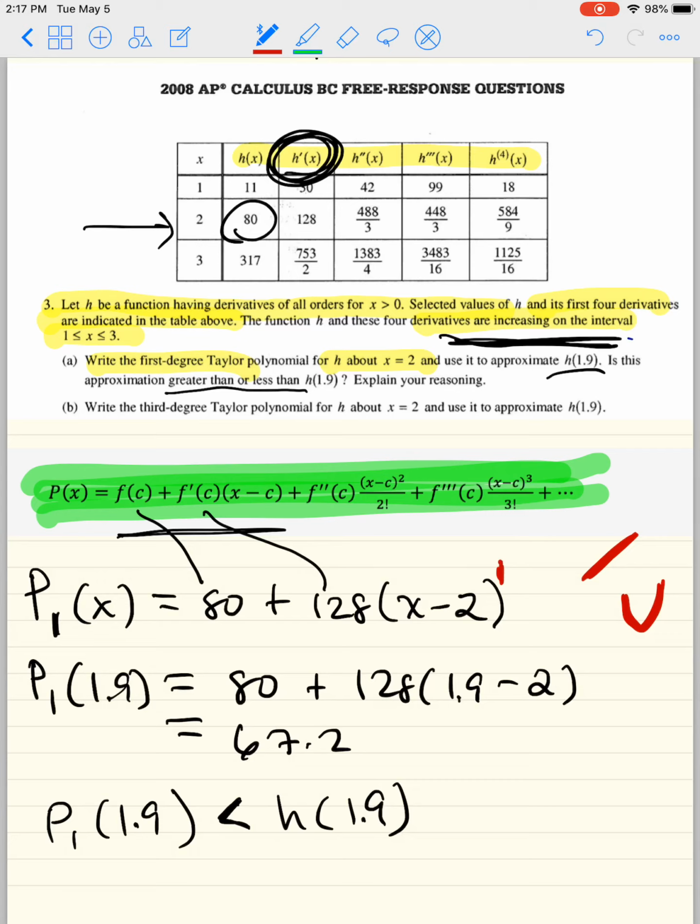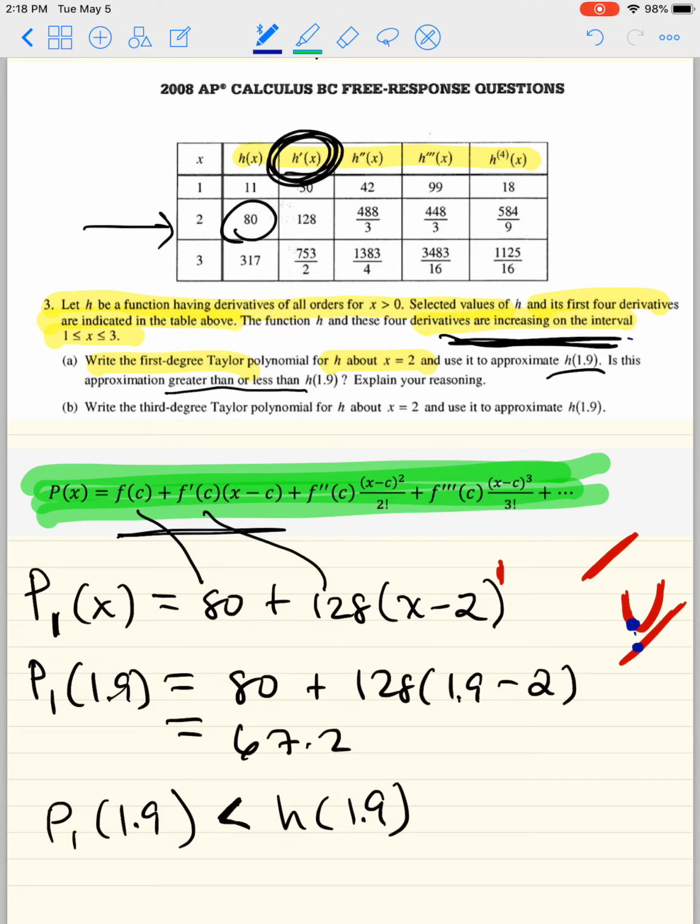If you try to map this equation of the line tangent to this, whatever this function is, it's going to be below it. So if, let's say, this is h of 1.9, then this is the approximation. But basically all you have to say is that since h prime is increasing on the interval, then it's less than. So I hope that makes sense, all right? So since it's increasing, the approximation will be less than.